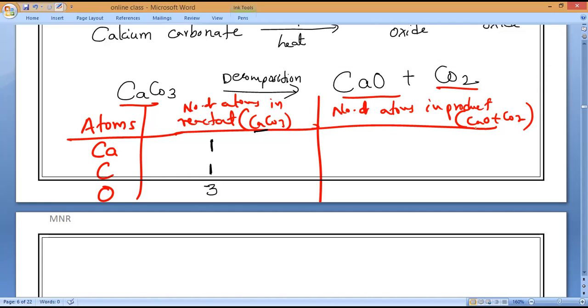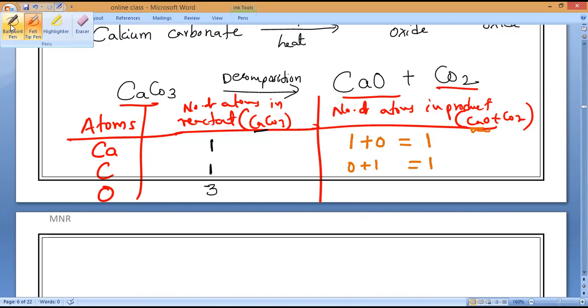Product side. CaO, calcium, 1 only. And carbon dioxide, nothing is there. So 1 plus 0, which is equal to 1. Next, carbon. Check it, guys. Here no carbon, but here 1 carbon. So 0 plus 1, which is equal to 1.